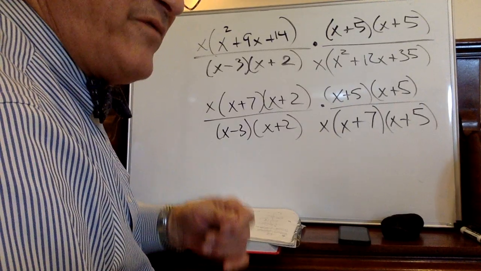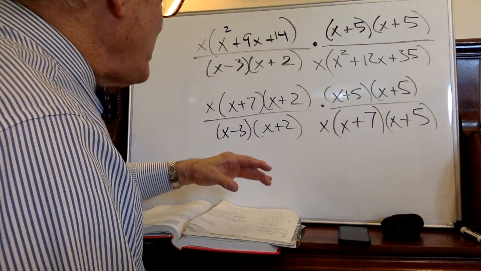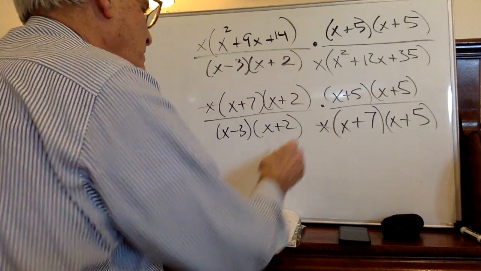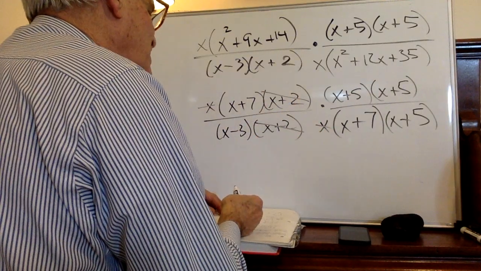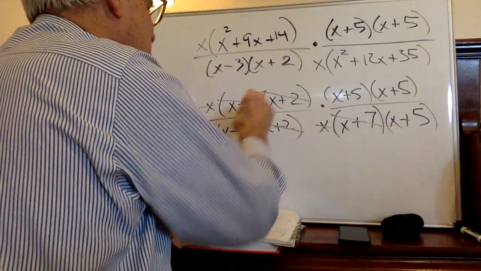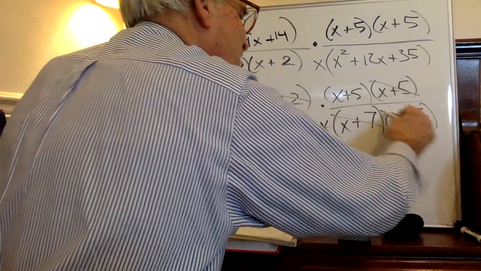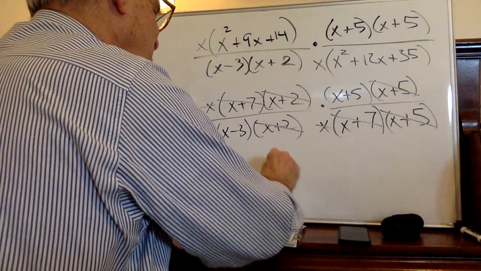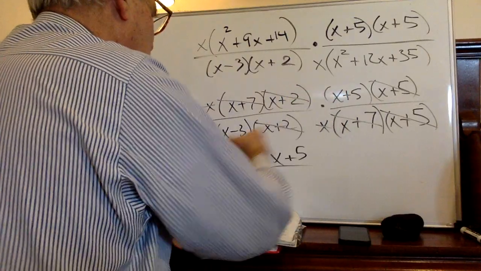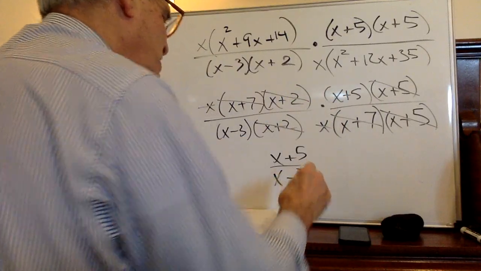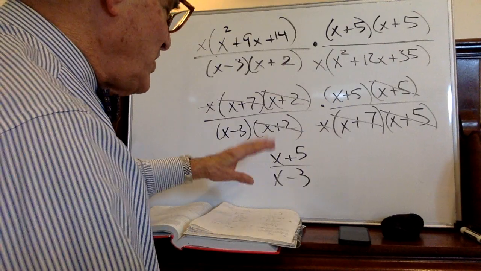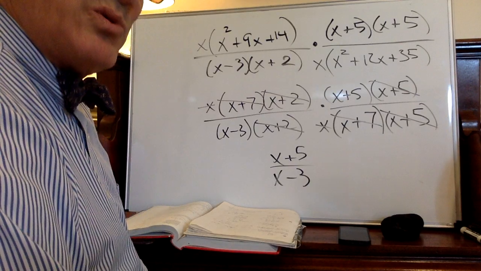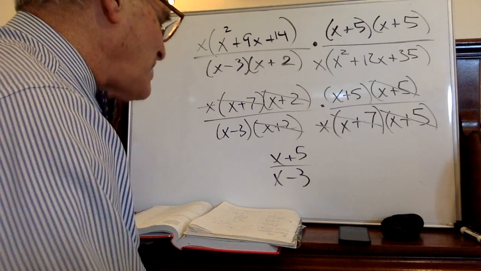You can cancel common factors. Anything that's common in the numerator and denominator, anything over itself is 1. So I can get rid of this x and that x. That's 1. There's an x plus 7 and x plus 7, 1. There's an x plus 5, there's an x plus 5, 1. That's all I can cancel. What is left is x plus 5 over x minus 3, and you are done. You cannot cancel the x's. You can't do anything else. This is now prime. Your simplified answer, x plus 5 over x minus 3.